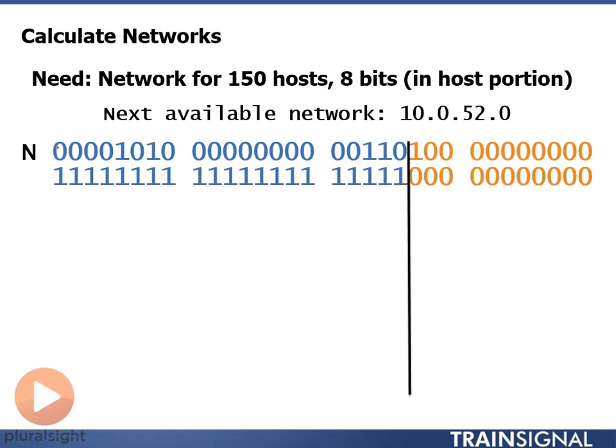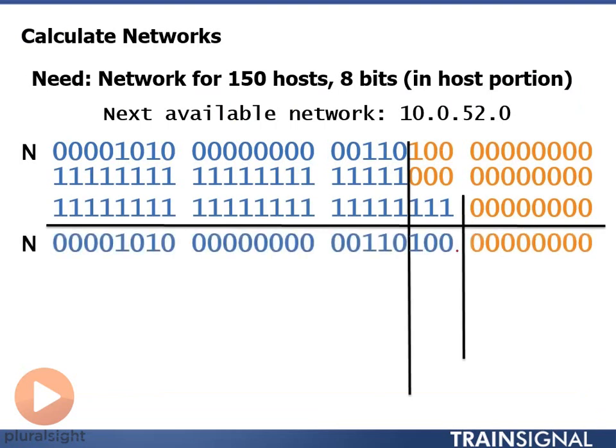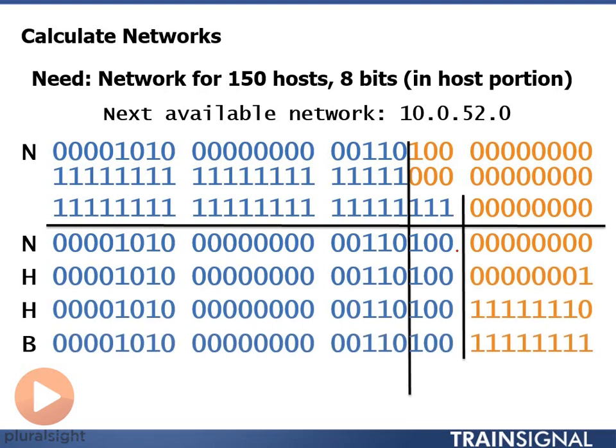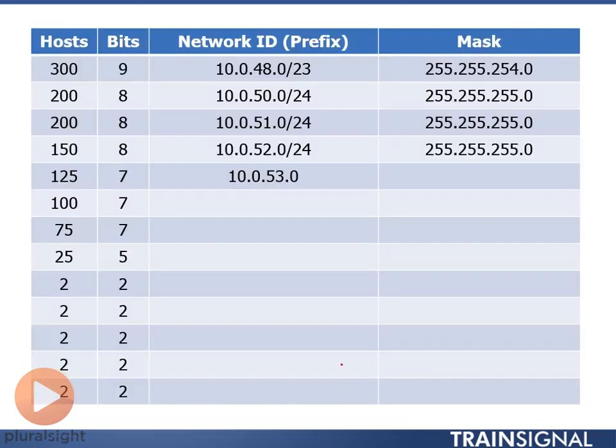So we take 10.0.52.0. We calculate our new mask here, which has 8 bits in the host portion. We carry down 10.0.52.0 as our network address, find our first host, our last host, and our broadcast address. Add 1 to the broadcast address, and that will tell us our next available network, which is 10.0.53.0. We convert this to decimal and fill in our chart. So now we have a 24-bit mask here for 10.0.52.0.